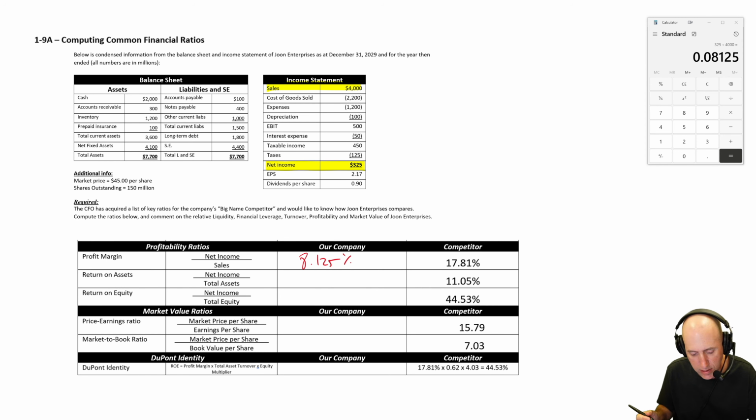8.125% versus 17%. They're double, right? For every dollar they sell, they make 17 cents. For every dollar we sell, we make 8 cents. This is way worse. Return on assets, net income divided by total assets.